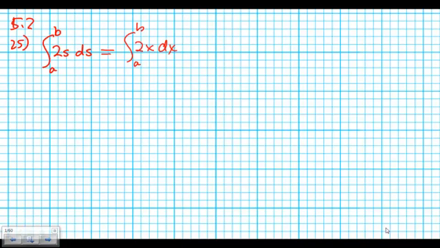2x dx. All right? The difference between this problem and the other problem is that this one uses the s-axis instead of the x-axis. It doesn't really matter what I call it.